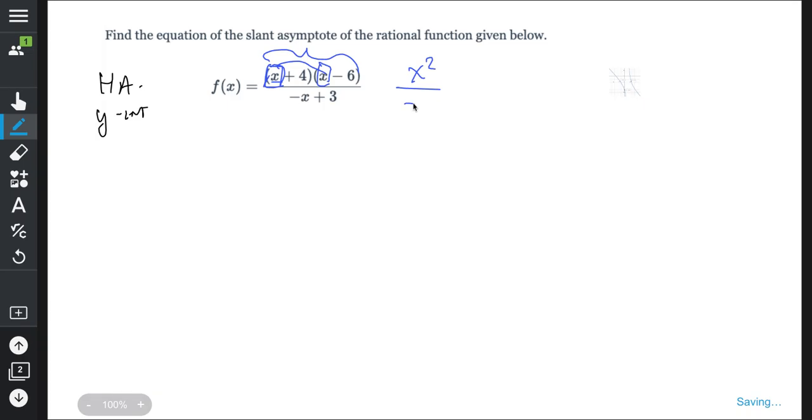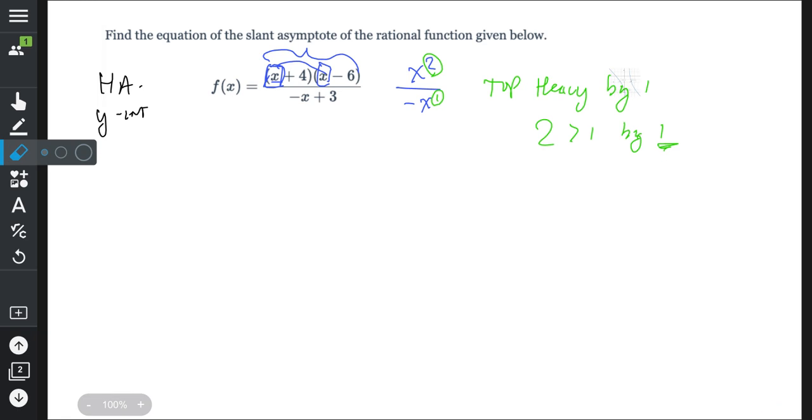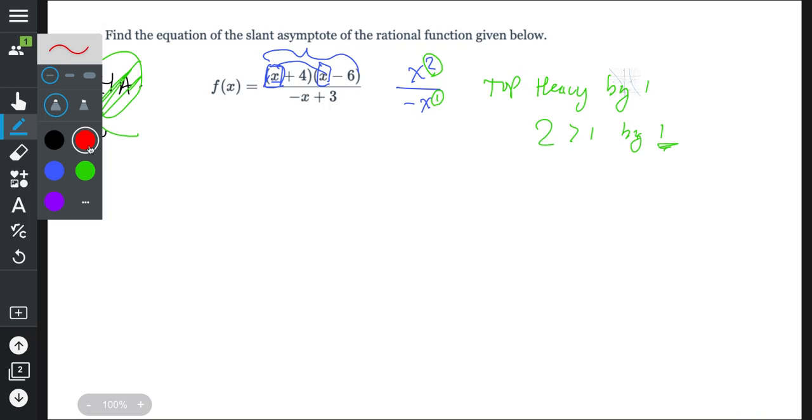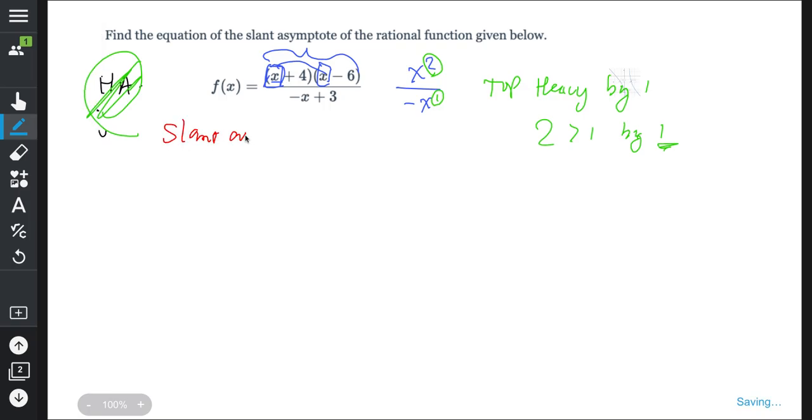And then at the bottom, we can see this is the leading term. So the degree is top heavy, because that's a 1. And it's top heavy by 1, because 2 is greater than 1 by 1. So we don't have a horizontal asymptote, but we do have a slant. We do have a slant because it's greater by 1 on top.